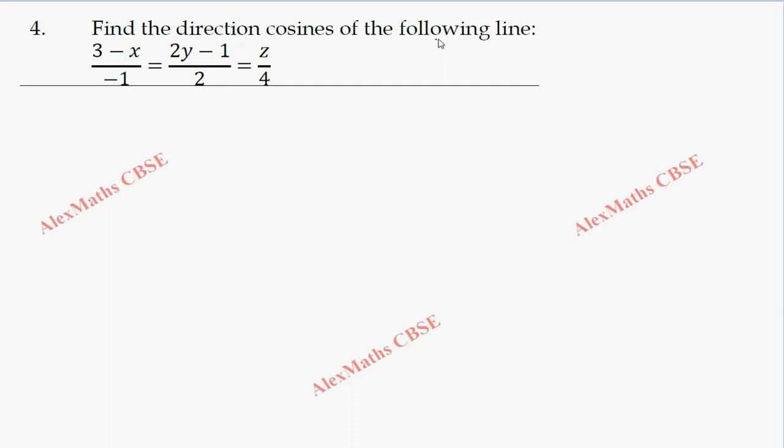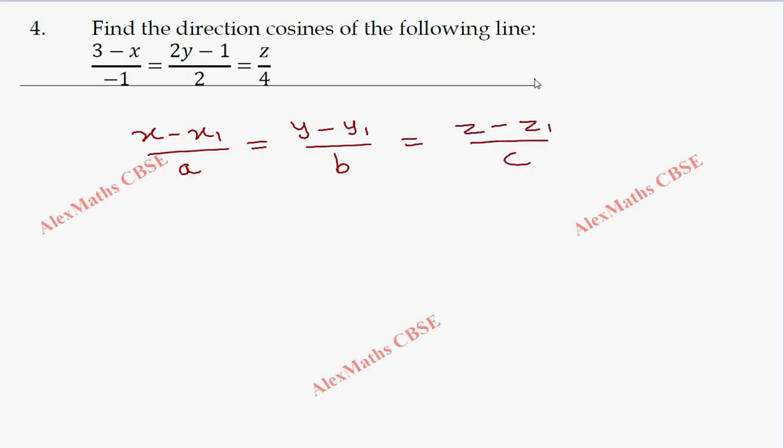Find the direction cosines of the following line. They have given the line and this has to be written in a standard form, that is x minus x1 by a equal to y minus y1 by b equal to z minus z1 by c. So coming to the first term, we have 3 minus x.